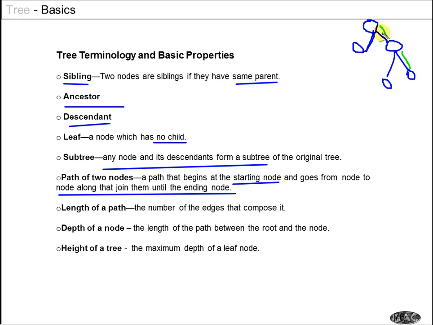Depth of a node, the length of the path between the root and the node. Sometimes this can be the root, sometimes there may not be a root. So when you are counting from the root, that is called the depth of a node. Height of a tree, among all the nodes, the one which has the maximum depth, that will be called the height of the tree.